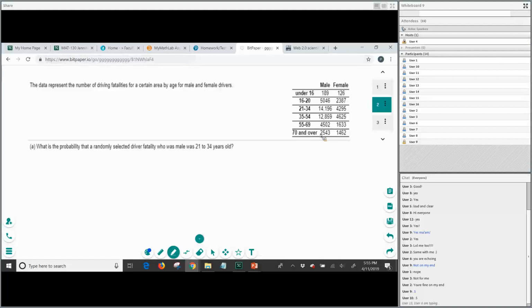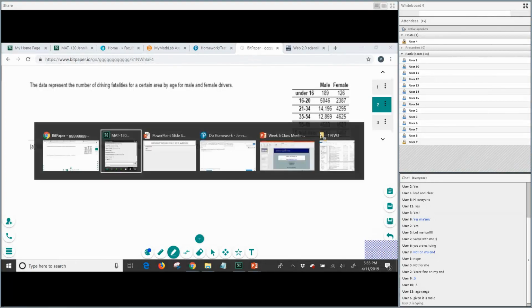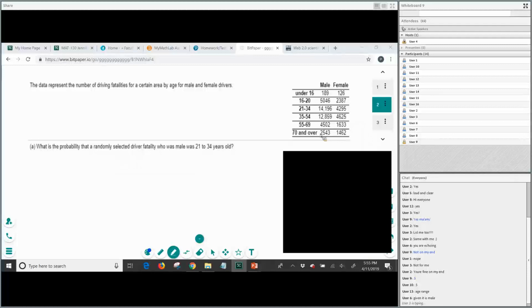Is it given that the person is a male, and given they're a male, we want to try to find the probability that they were in that age range? Or is it the opposite? Is it given that they're in that age range and we want the probability that they're male? Which one do we know? What is given?